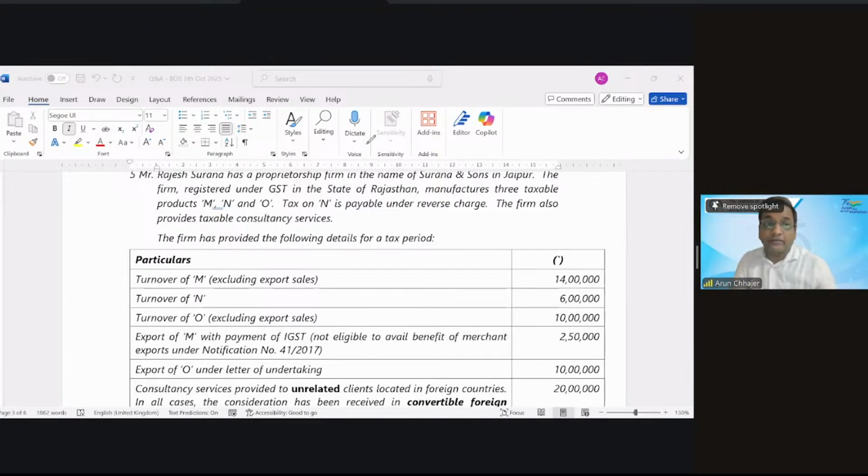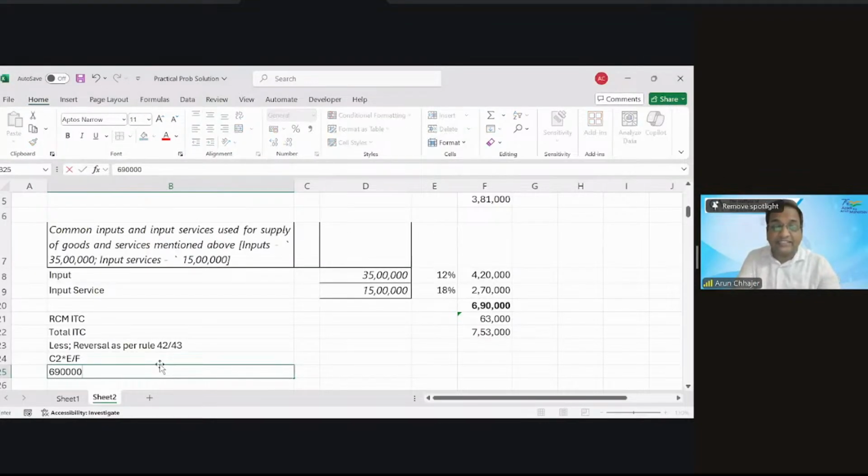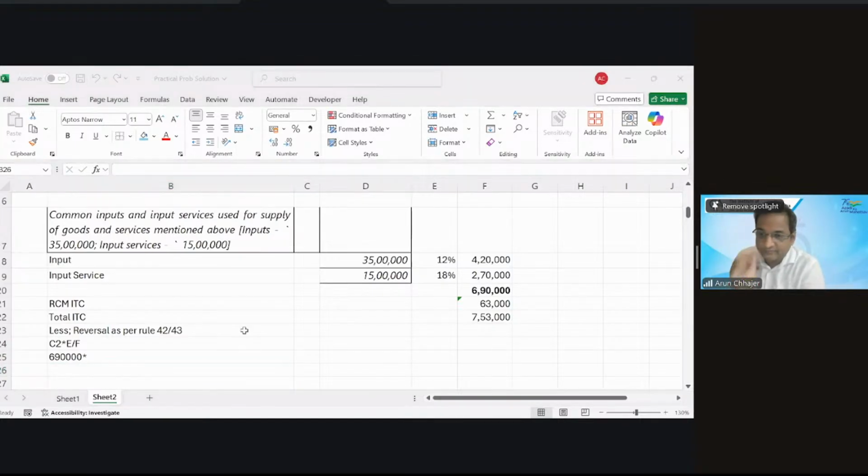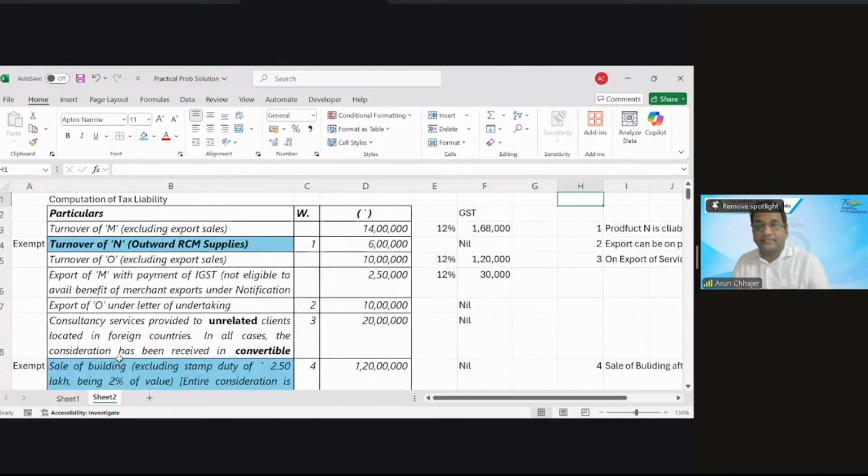So in my question, I can say the C2 is 6,90,000. Do you agree with this? Any doubt? Now we need to calculate exempt supply and taxable supplies.